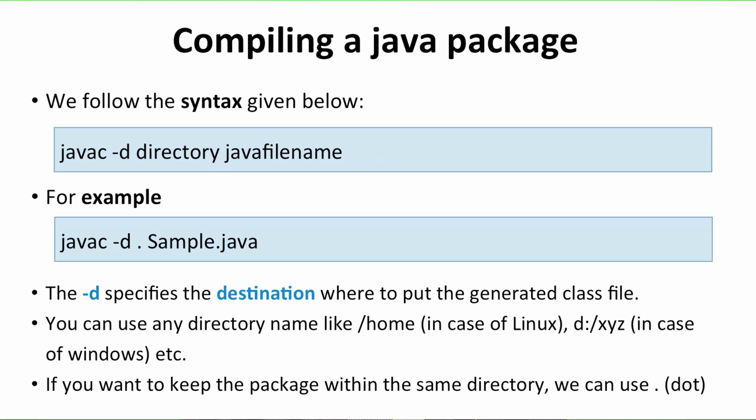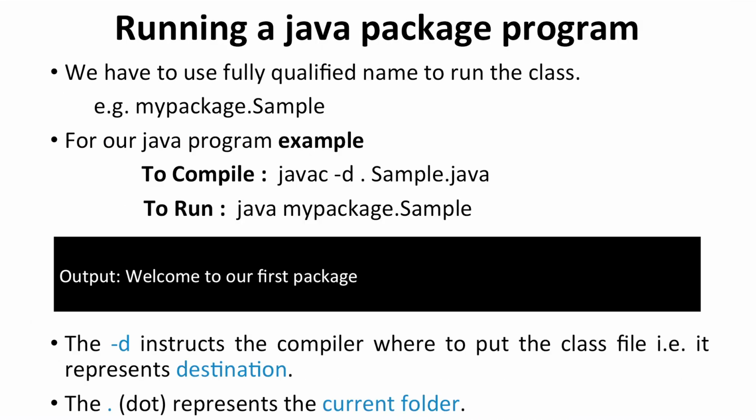If we want to keep the package within the same directory, we use the dot operator. So, whenever there is a condition where we want to keep our package in the same directory, we use the dot operator. To run a Java package program, we have to use the fully qualified name to run the class. For example, here mypackage.sample. Here mypackage.sample is a fully qualified name. mypackage is the name of the package and sample is the name of the class.